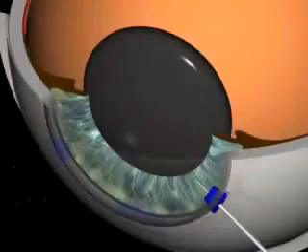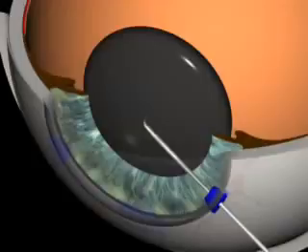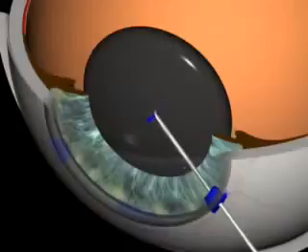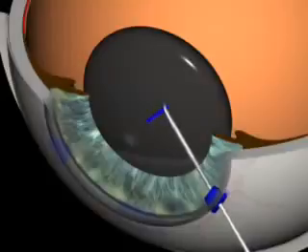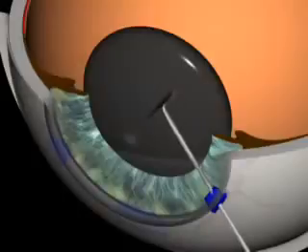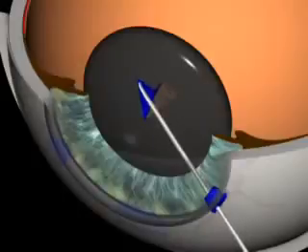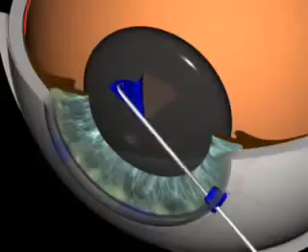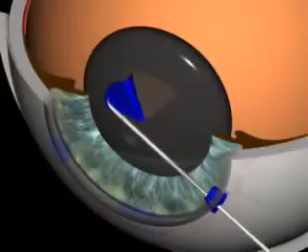Capsulorhexis. The anterior capsule is opened with a bent needle, which is inserted through one incision. Capsulorhexis starts with a central puncture, followed by a radial cut. The capsular flap is pulled and lifted at its edge. The flap is then inverted and the rhexis torn circularly until completed.